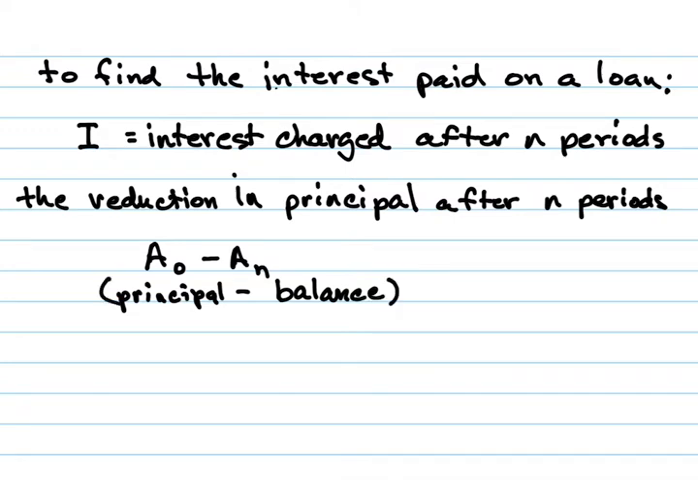So, for example, if they wanted after 8 months, then you would need to find the balance at 8 months and then subtract that from the principal. And that's called the reduction in principal. Which is the whole point of paying off the loan, is you want to reduce that principal. The second part you need to know is the total repayments made after n periods.